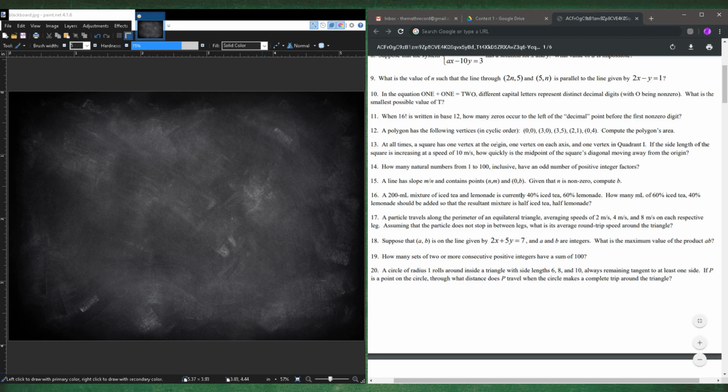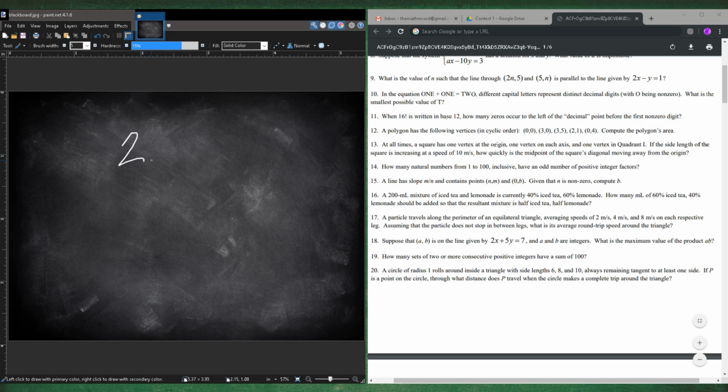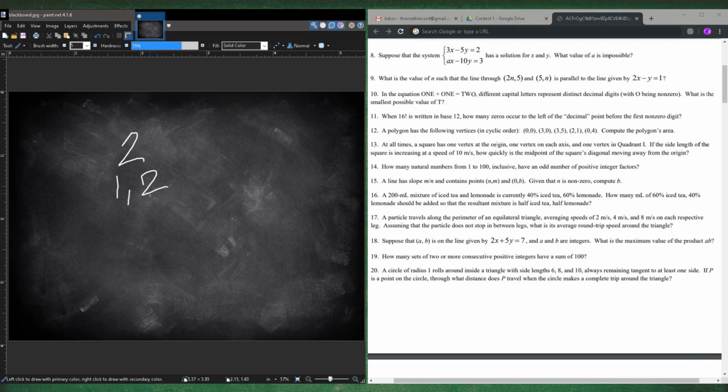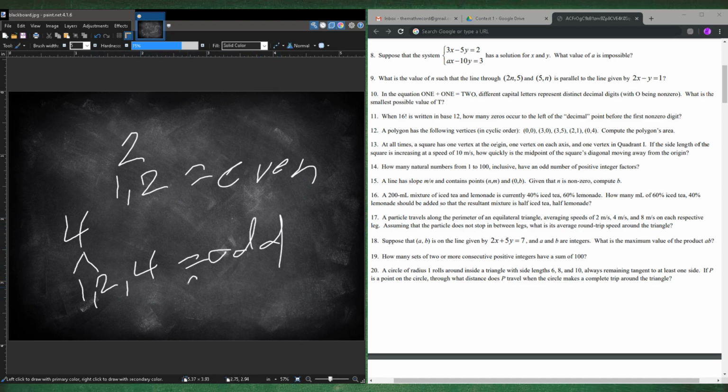So think about it this way. Let's say we have 2. This is not a square, and the possible factors are 1 and 2, so this is even. But you have something like 4, that's 1, 2, and 4, so that's odd. And you have something like 9, which is also a square. So it's 1, 3, and 9, which is also odd. You see how that works?